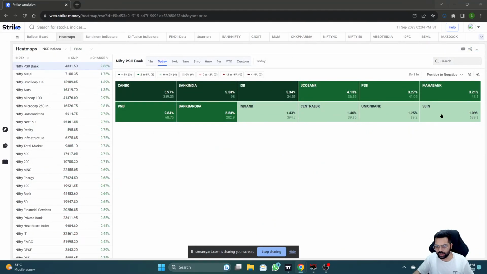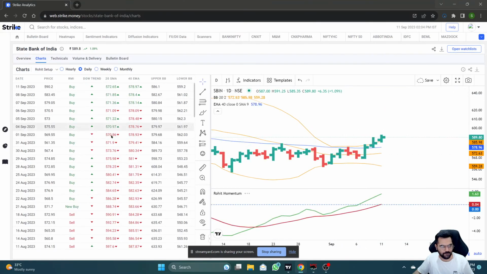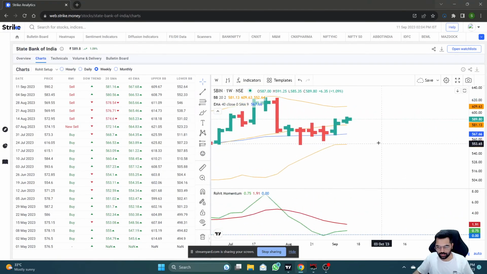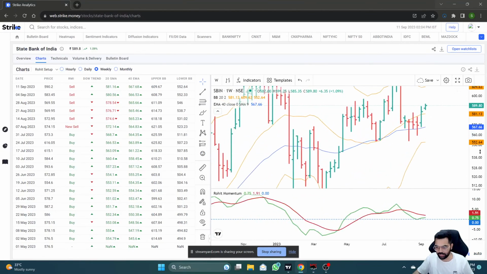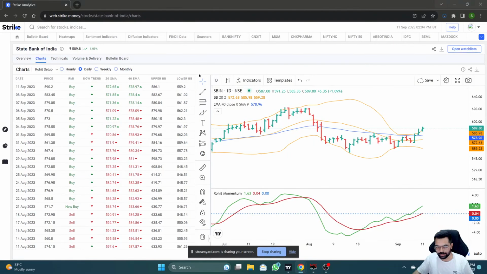So let's look at SBI as well, since it is the biggest PSU bank in this index. It had actually been sideways, but now, as you can see, it has taken out both the daily averages on the daily time frame, that is the 20-day average and the 40-day exponential average. And if we look at the weekly chart, then it has managed to close above the 20-week average as well as given a Dow trend reversal on the weekly time frame in the last week's candle, that is this one. So on the weekly time frame, this one also looks strong. And I think since SBI is part of Nifty Bank as well, it can have an impact there as well. One needs to watch for that.